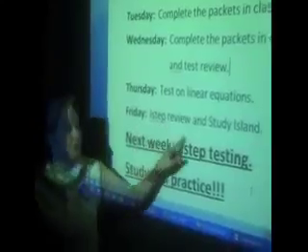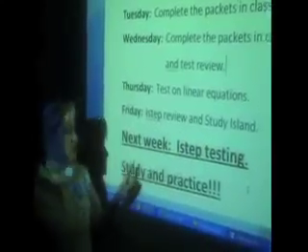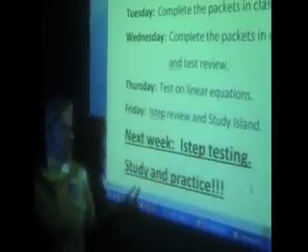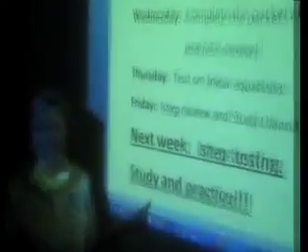Friday we're going to have an I-STEP review and Study Island. Please remember, next week we are having I-STEP testing, so please make sure you study and practice.